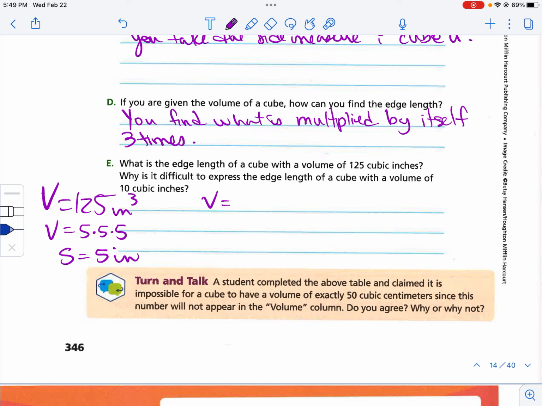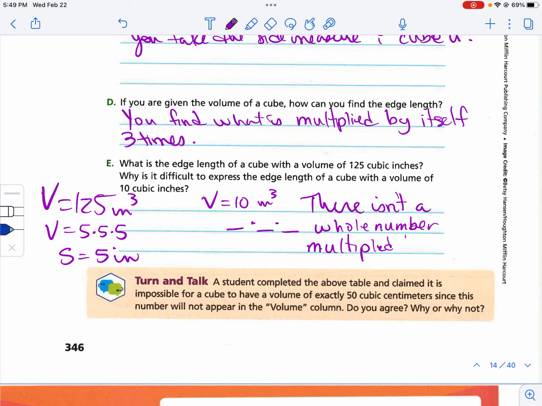Now, if the volume is 10 cubic inches, what times itself 3 times is going to get 10? So why is it difficult? There isn't a whole number multiplied by itself to get 10. Okay.